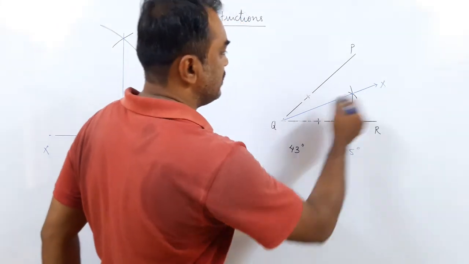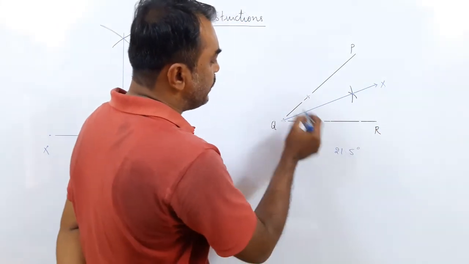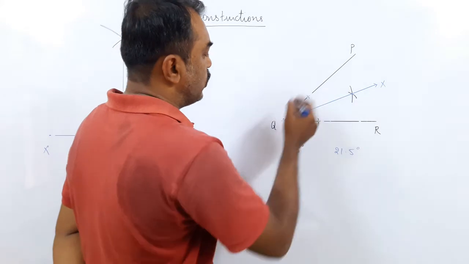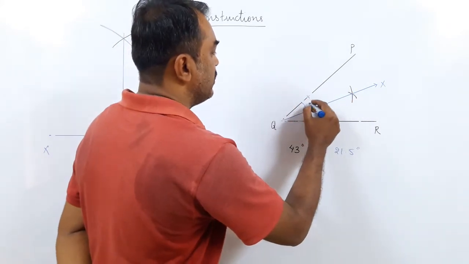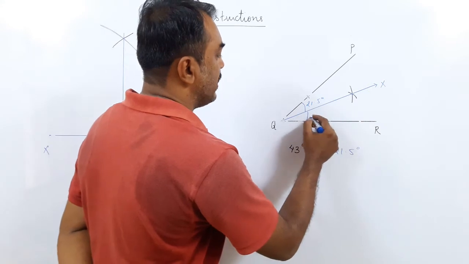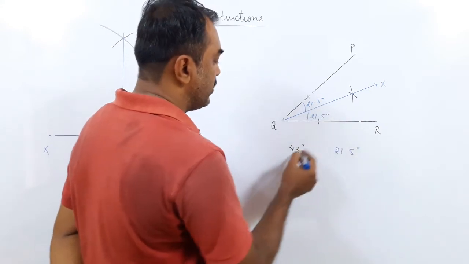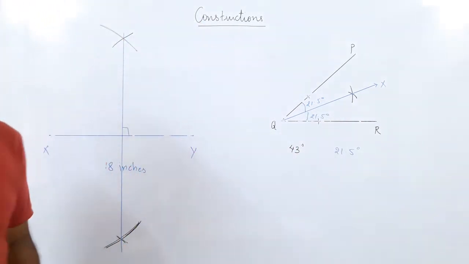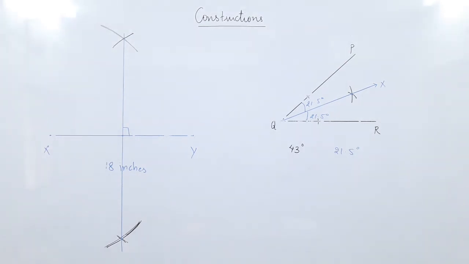So PX is the ray which divides angle PQR into two equal parts. So PQX is 21.5 degree and XQR is also 21.5 degree. Together it is 43 degree. So these are two very, very important things.